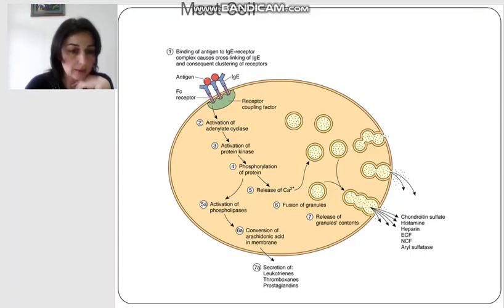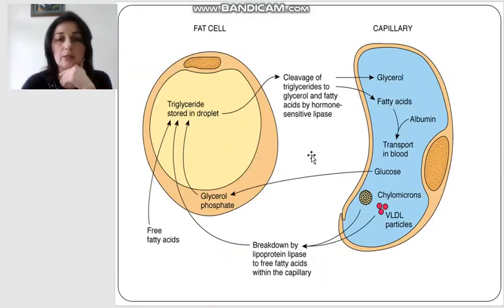Now we are coming to something about the adipose cells. As we know, we have two types of adipose cells. These are unilocular and multilocular. Unilocular adipose cells participate in the storage and production of the triglycerides. They participate in the metabolism of triglycerides.